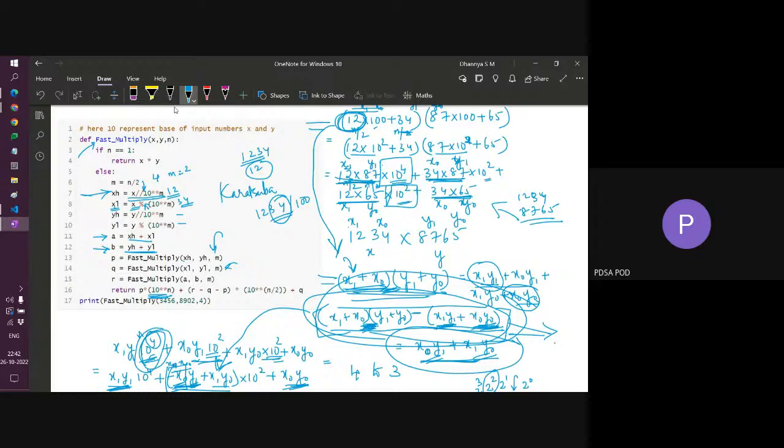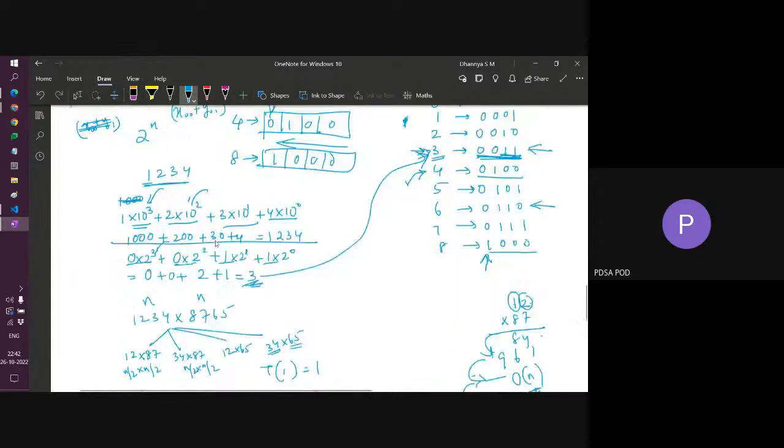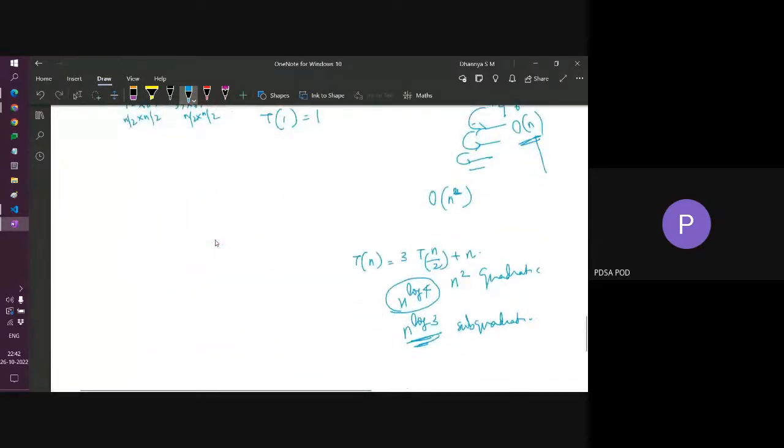So yeah, I have one more topic. I'm not sure I can take it today, which is this recursion tree. I'll just conclude by saying something which is common to all the trees.